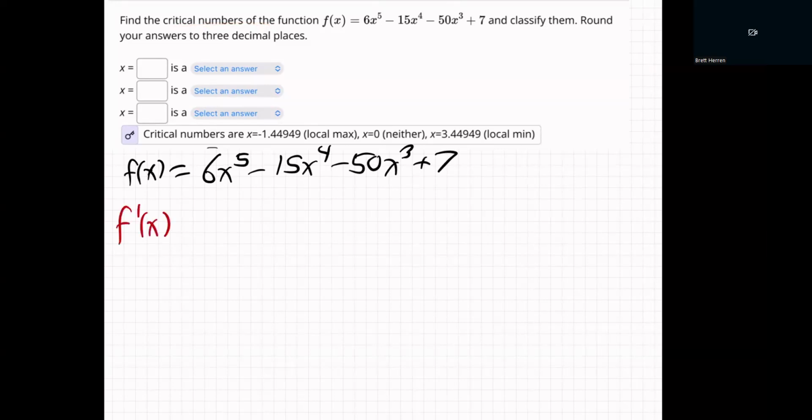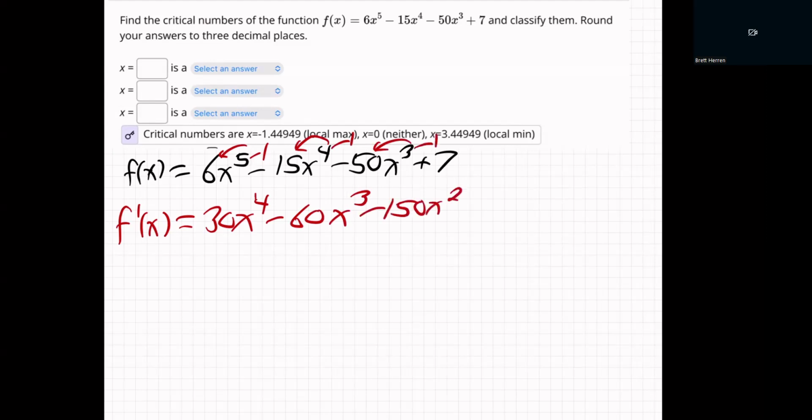Let's take the derivative. So the 5 comes down. That'd be 30. Subtract 1 from the power, x to the fourth. 4 comes down, minus, so that's 60x to the third. Subtract 1 from the power. 3 comes down. Minus 150x to the second. So 1 and the 7's gone, it's just 0. So, okay, there's the derivative.